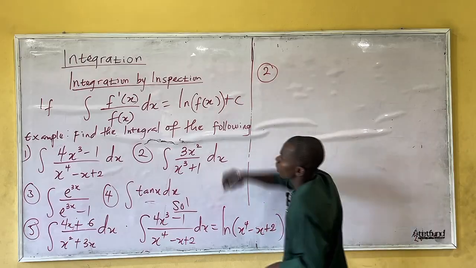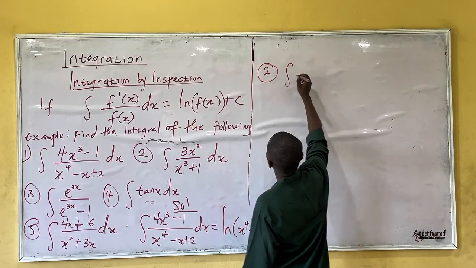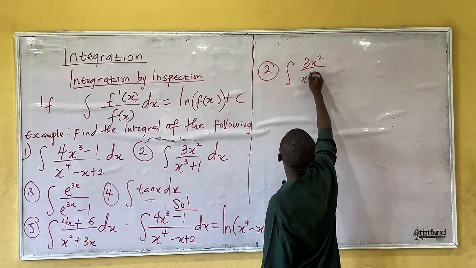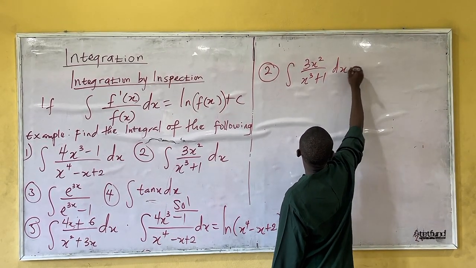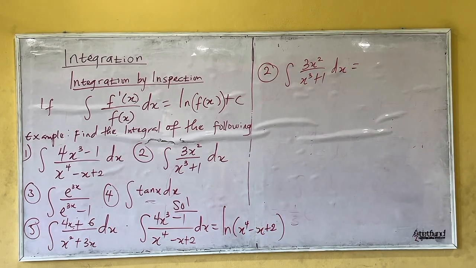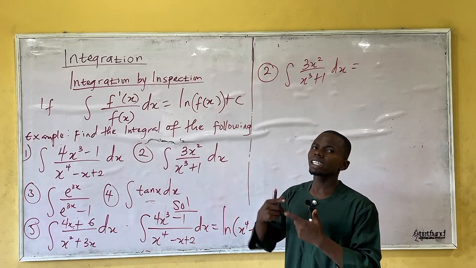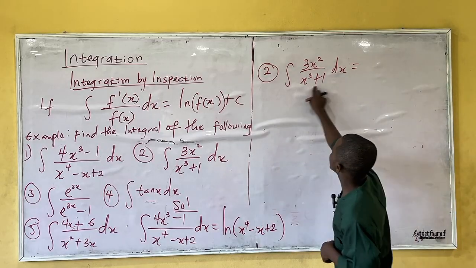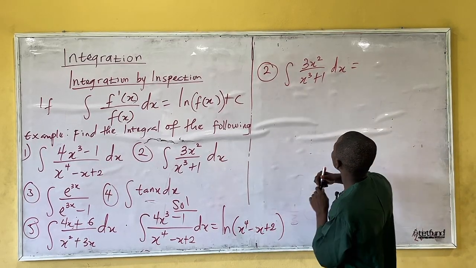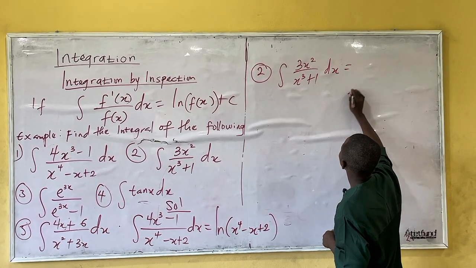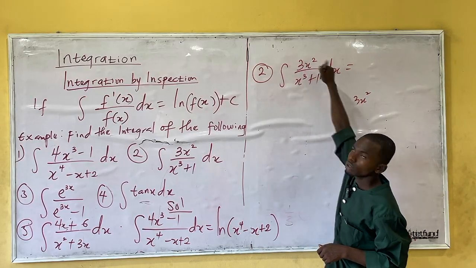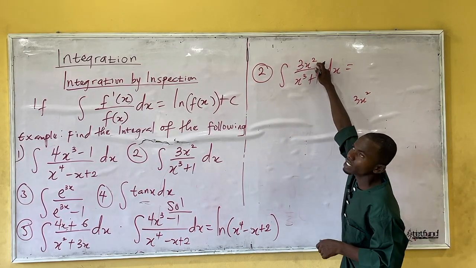Number 2, we are given the integral of 3x squared over x cubed plus 1 dx. How can you know that this is inspection? Please, once there is a fraction, first try if it will go by inspection. I want to test the nature of the denominator. If I differentiate x cubed, it will give me 3x squared. The differential of a constant is 0. What is here? 3x squared, which means the differential of the denominator gives the numerator.